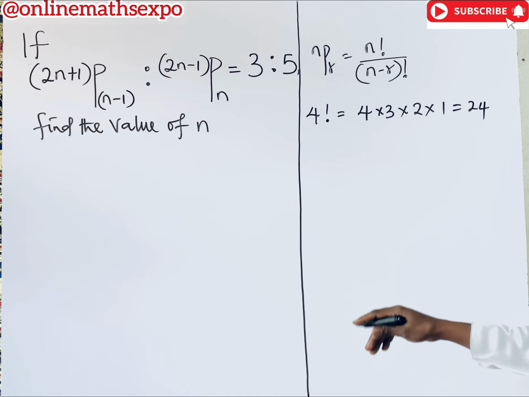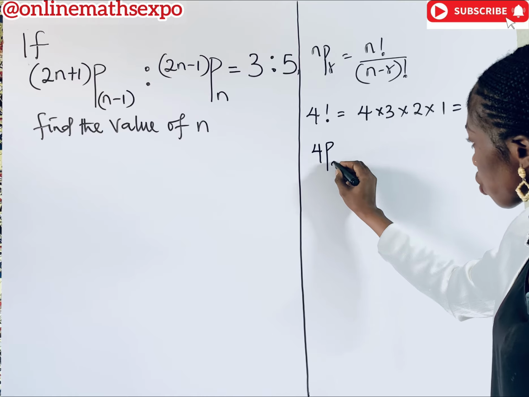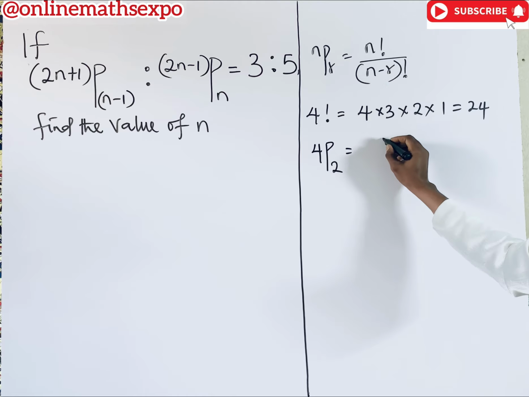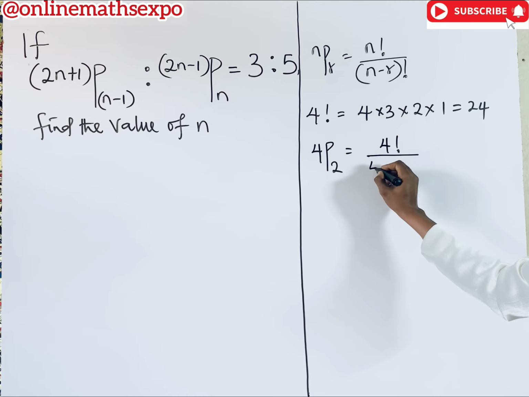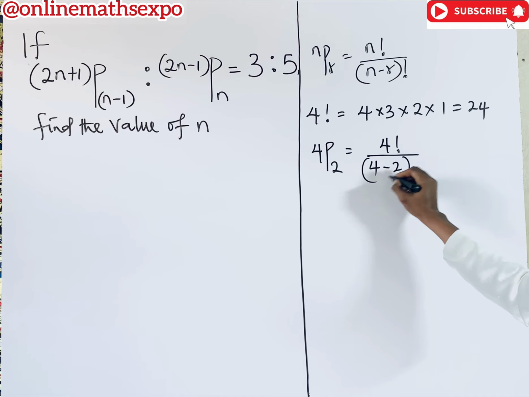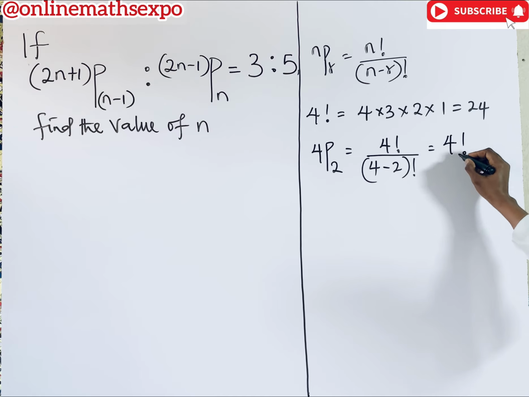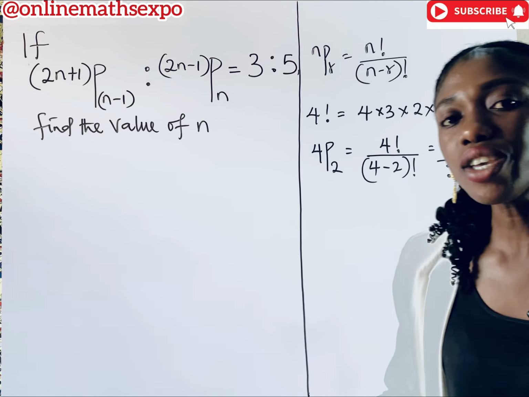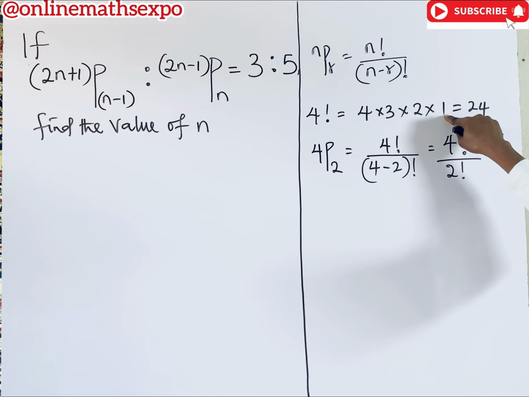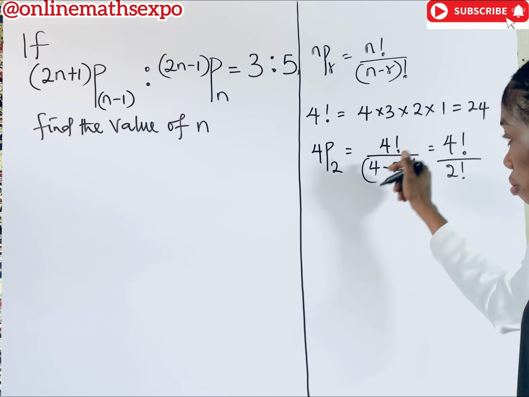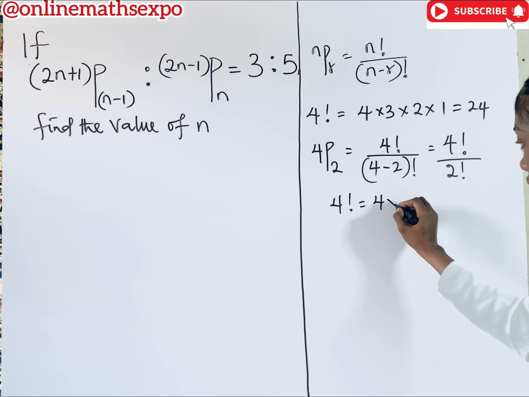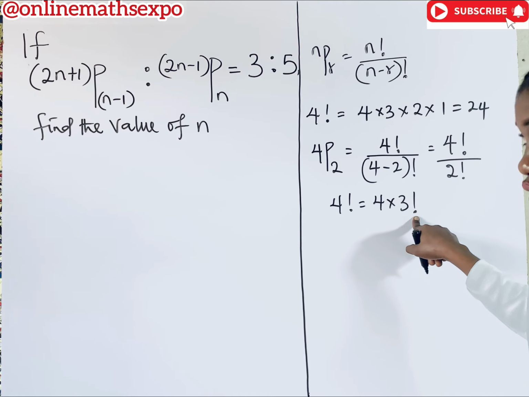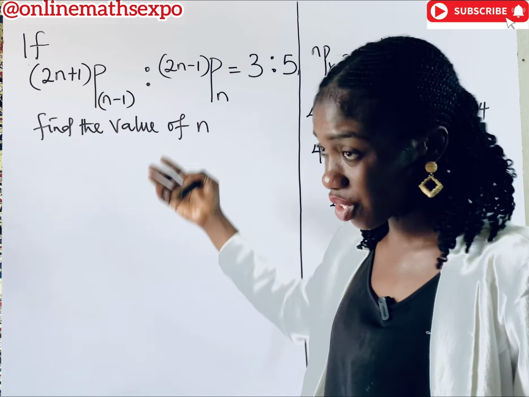Okay, now supposing we want to find 4 permutation 2, what does it mean? It means we are going to have, using this formula, 4 factorial over 4 minus our r, which is 2, factorial. And this will give you 4 factorial over, if you subtract this, 2 factorial. Now remember that when you have not decreased to 1, you are not supposed to remove the factorial symbol. Meaning if you have 4 factorial, you can write it like this. And because we didn't stop at 1, you return your factorial symbol. So this is going to guide us in answering this question.